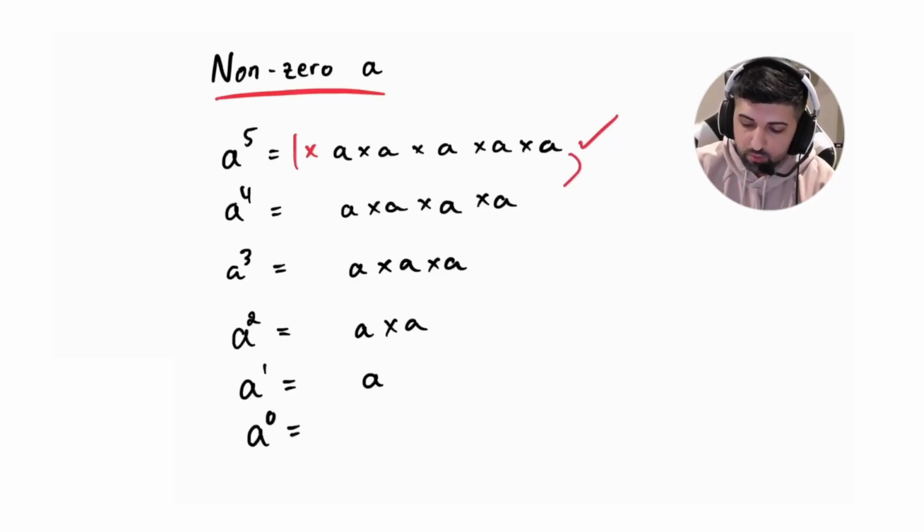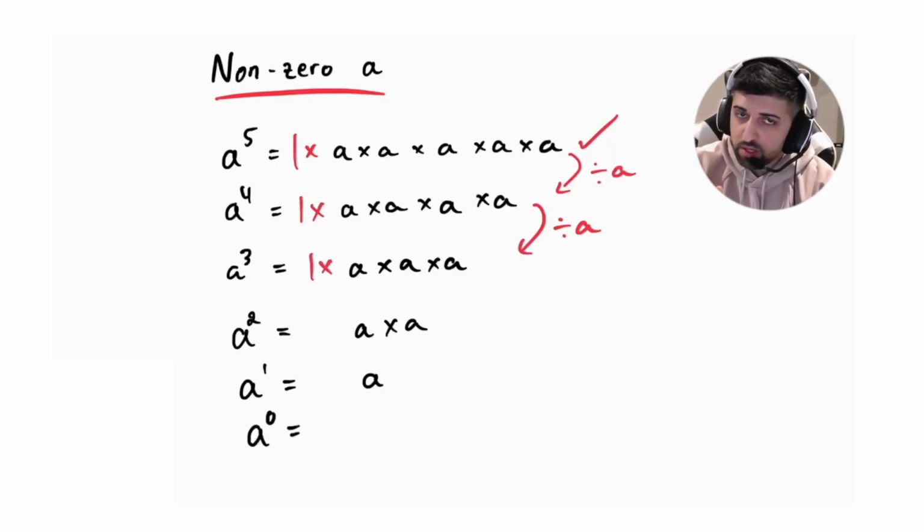What happens with a to the 4? I'm basically taking out an a, and now I have 4 a's, but I could also put 1 times again, and that would be totally correct. I could do the same thing for a cubed, right? It's only going to be 3 a's in that sequence, but I could put a 1.